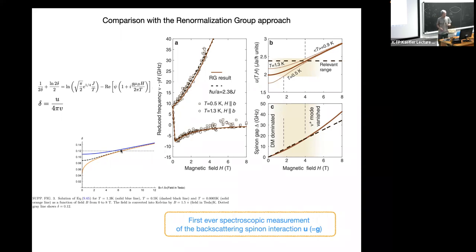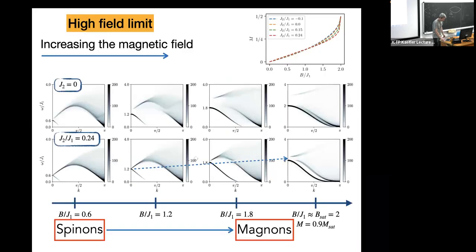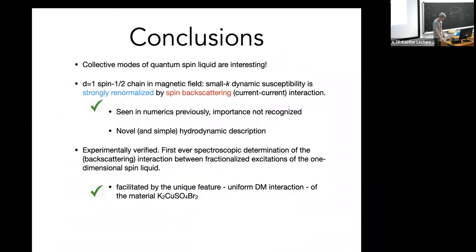And so this experiment and its theoretical analysis represent, to our knowledge, the first ever spectroscopic determination of the backscattering interaction in the Heisenberg chain. We have many more data, but I should stop here and thank you. Are there questions?